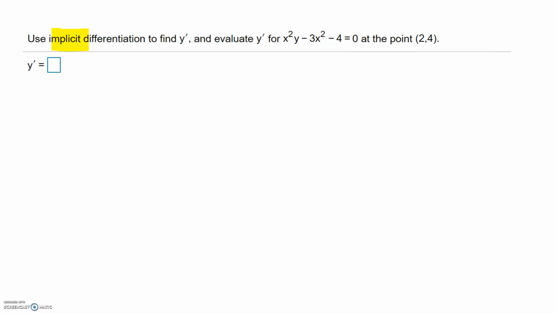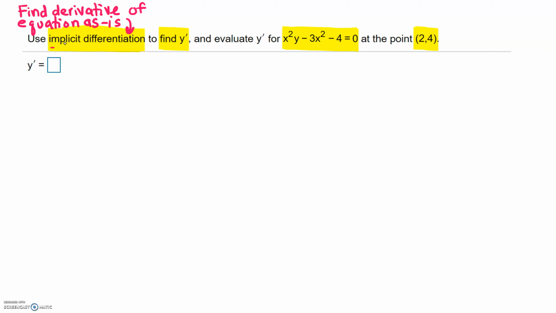In this problem, we're being asked to use implicit differentiation to find y prime for this equation. And once we find that derivative, we're going to evaluate the derivative at the point (2, 4). Being asked to differentiate implicitly means we're going to find the derivative of this equation as it's written. We're not going to do any algebra to rearrange it.